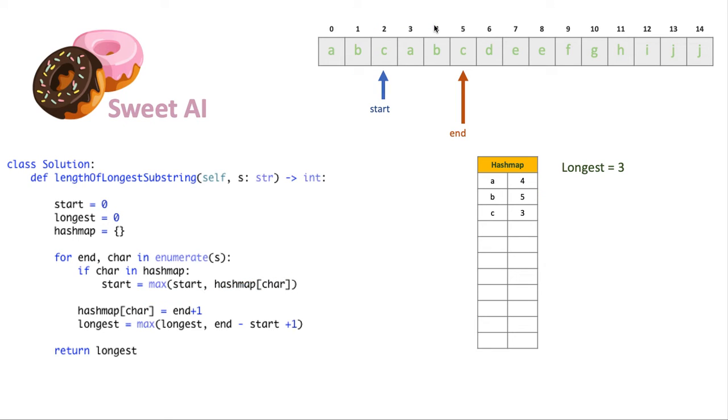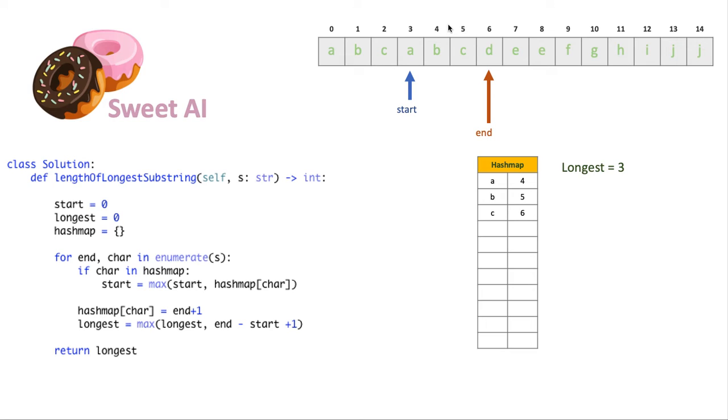And then we iterate over. We have letter C. Do we have it in the hash map? Yes, we do. What should we do? We should update the start pointer. The max of start, which was 2, and in the hash map, what do we have for letter C? The value is 3. So the start pointer is going to be updated to 3. Then we update this in the hash map to be 6, and the length of the longest is still going to be 3, and we iterate over.